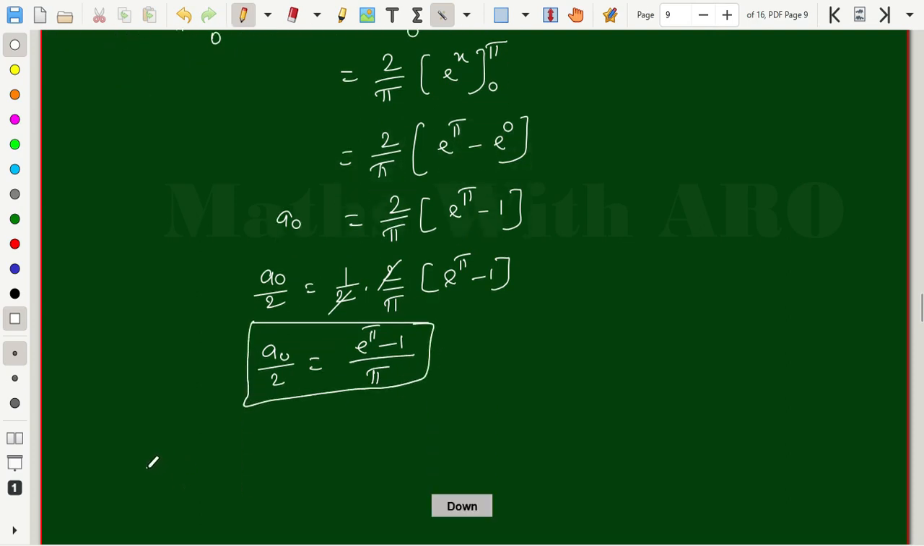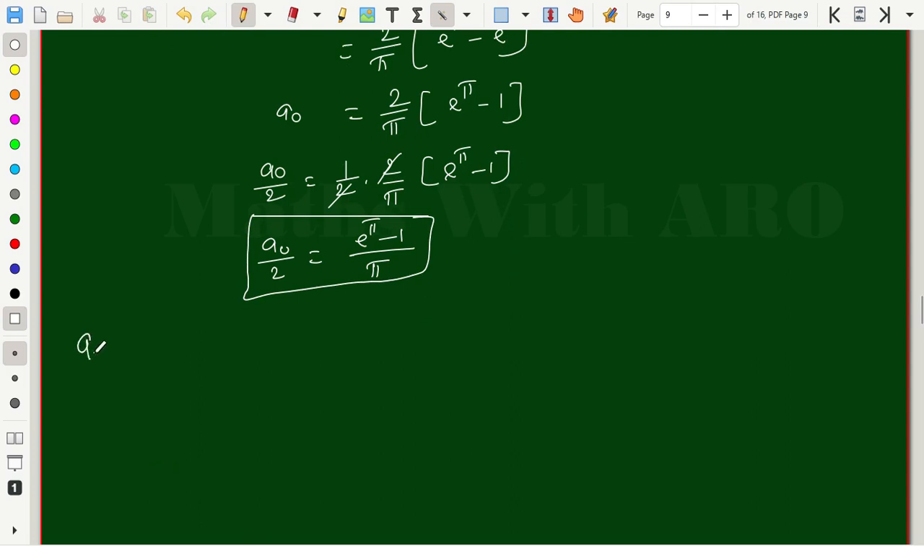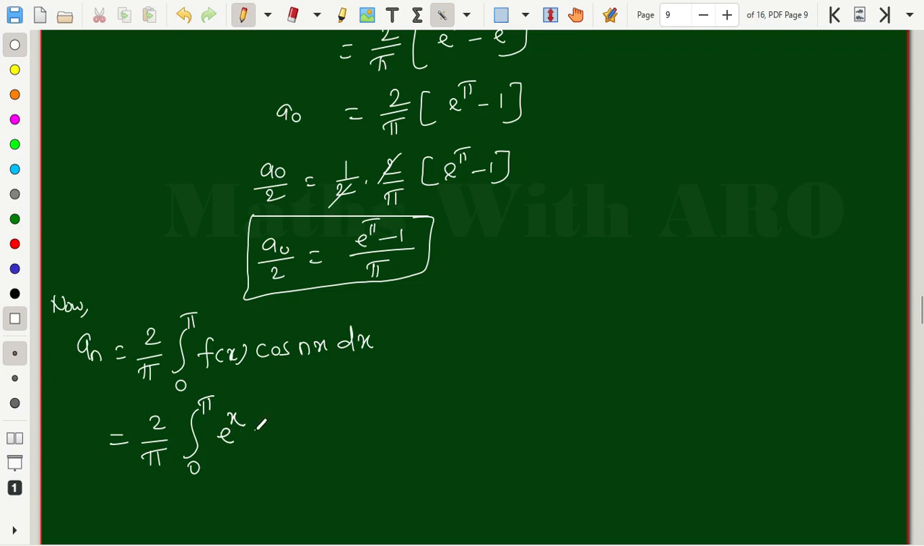Next we got to find the value of an. So an is equal to 2 divided by pi into integral 0 to pi f of x into cos nx dx. Now we are going to substitute the values. 2 divided by pi into integral 0 to pi, f of x is nothing but e power x cos nx dx.